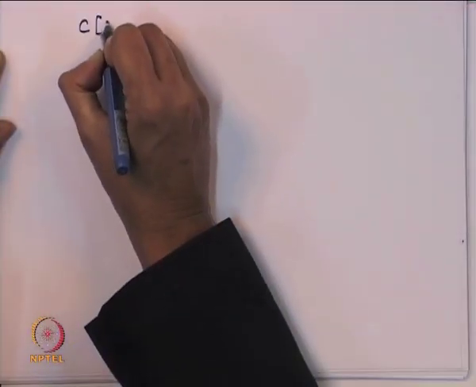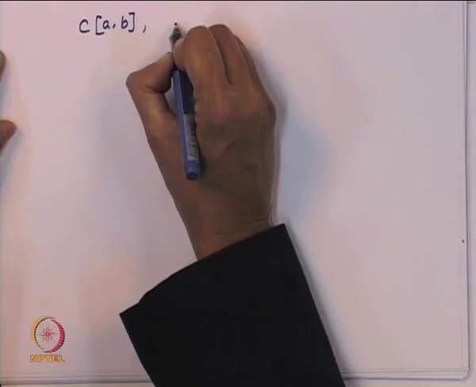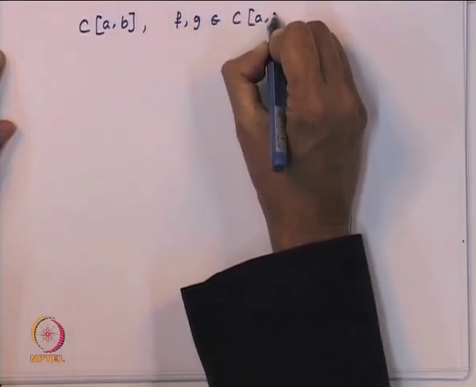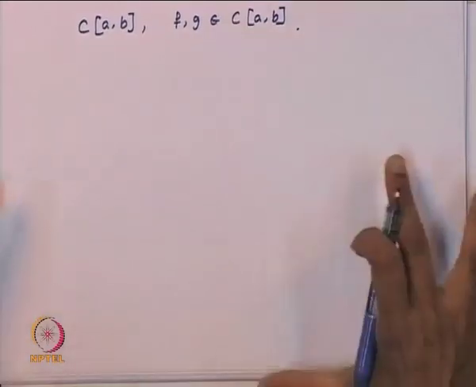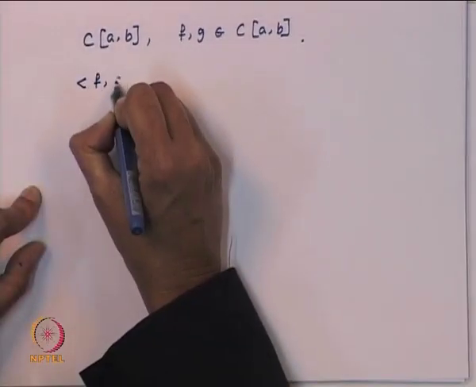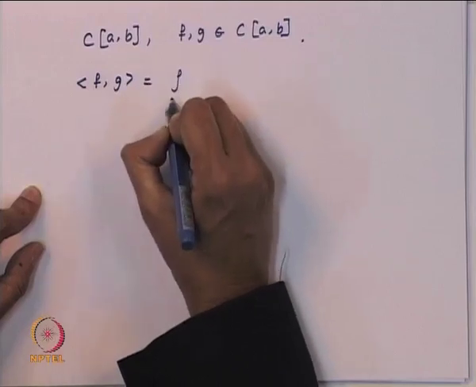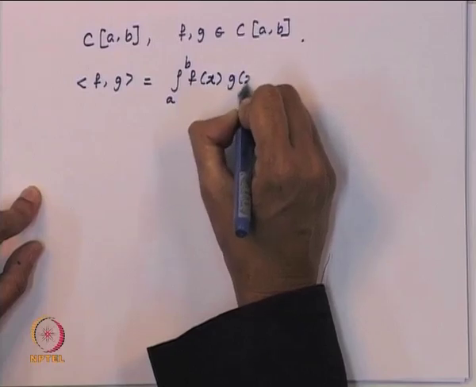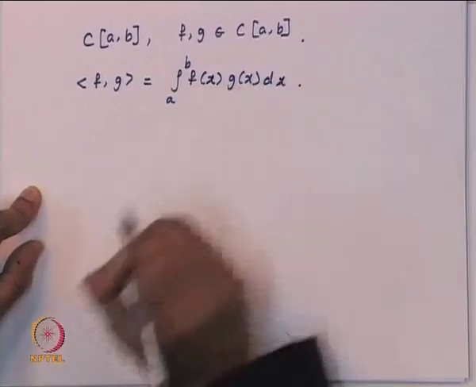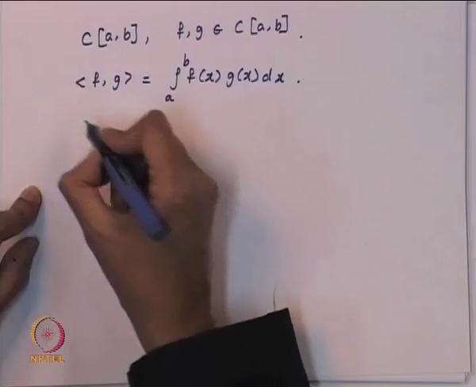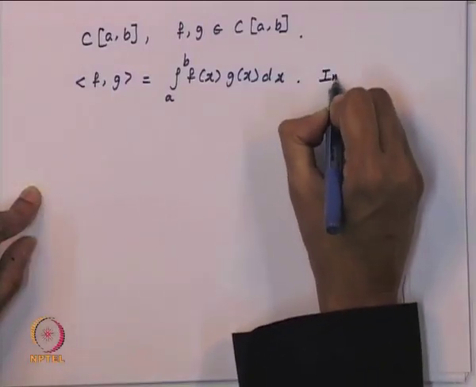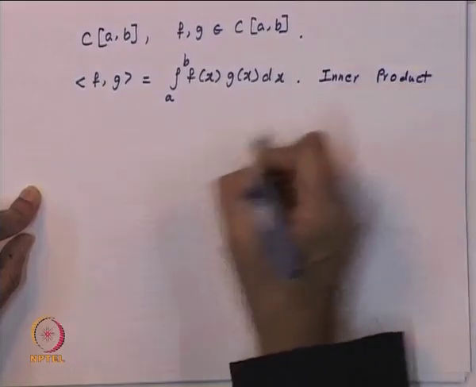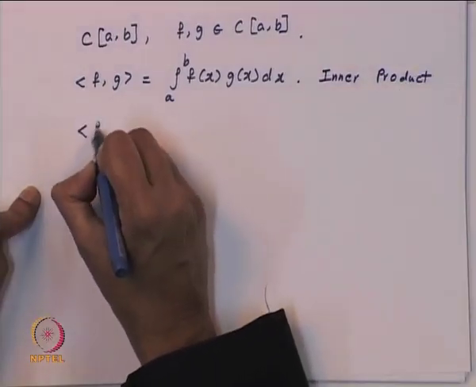So, the vector space is C[a, b], and f and g are functions in C[a, b]. The inner product of f comma g is the integral from a to b of f(x) times g(x) dx. This is the inner product, and its properties are as follows.